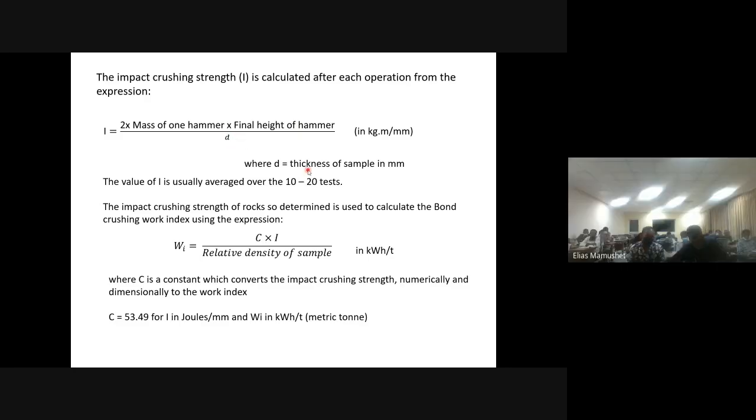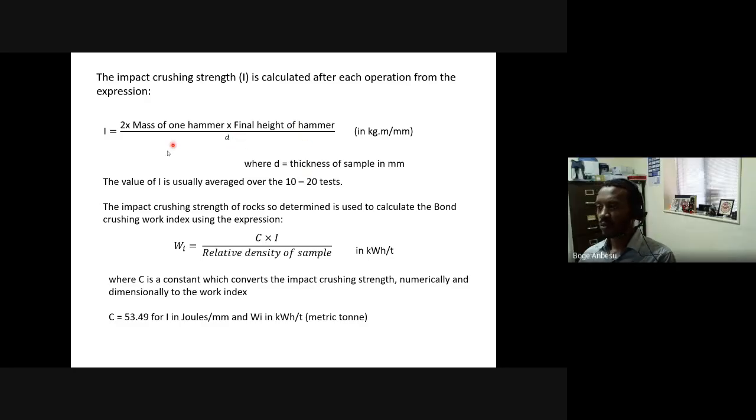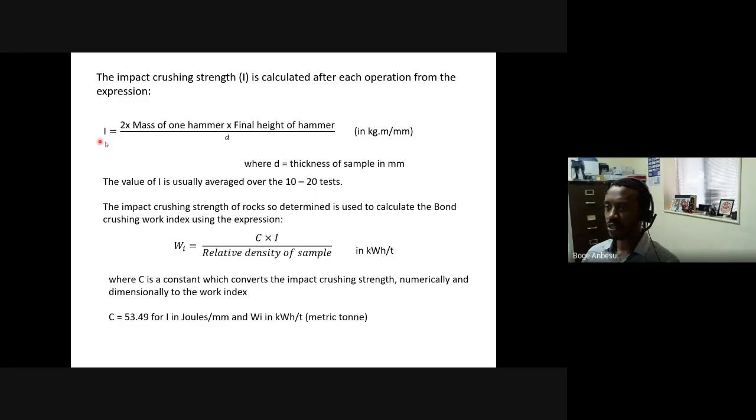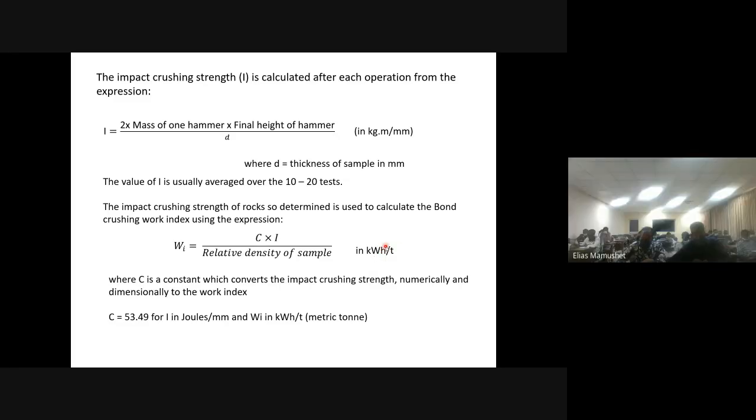D is the thickness of the rock. Okay, so I do, say, 20 tests like this one on my sample, and I measure the average I, which is crushing strength. Once I do that, I can then measure the work index for crushing, which is simply taken by a constant multiplied by the crushing strength divided by the density of the sample, and I get that in kilowatt hour per ton. So the C here is a constant.